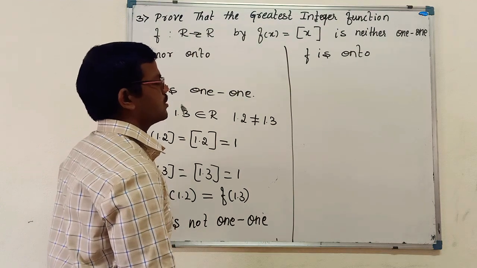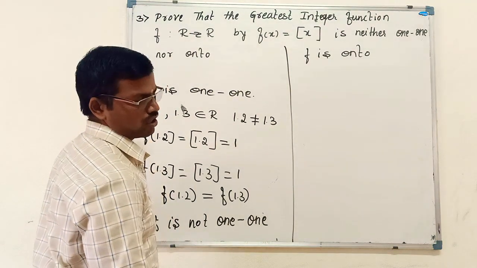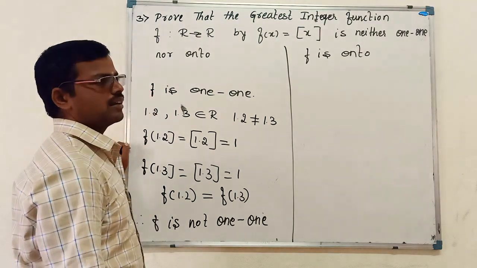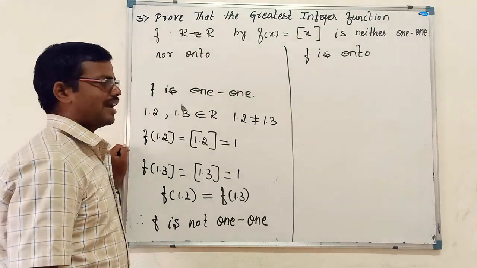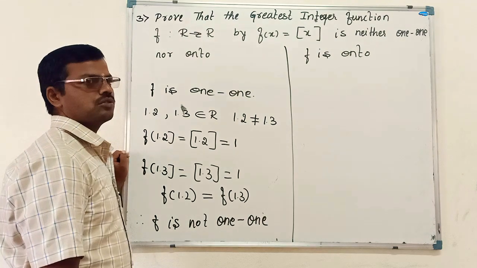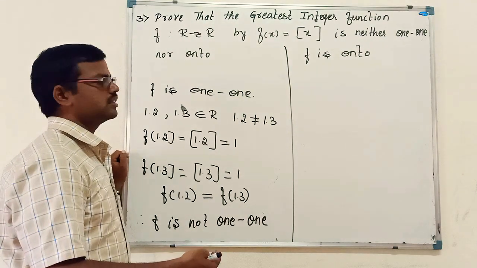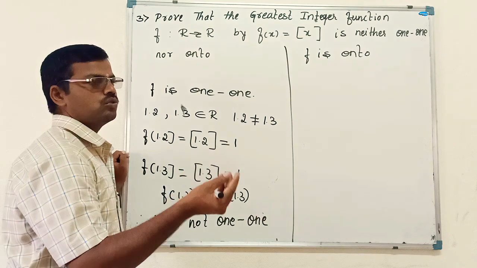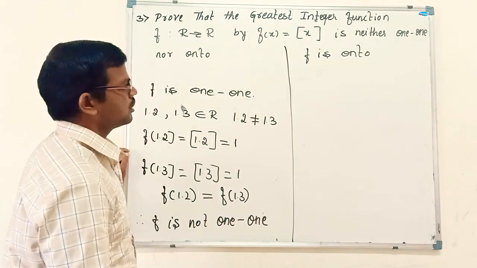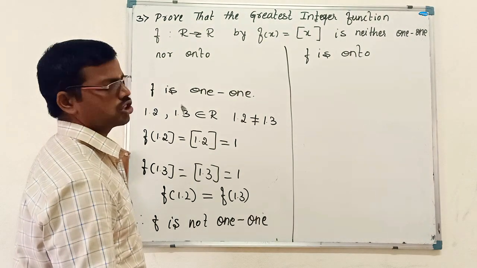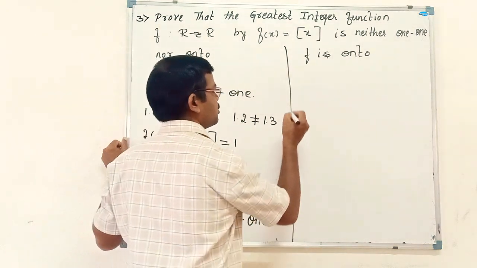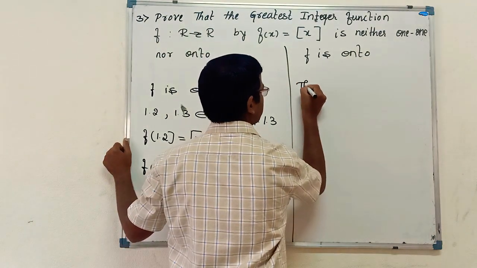Whenever we have standard functions like the modulus function, greatest integer function, or signum function, we are not able to convert x in terms of y. So at that time we have to use the definition. We have to identify whether it is onto or not through the range of the given function. We already know the range of the greatest integer function from the previous classes, in the first year.